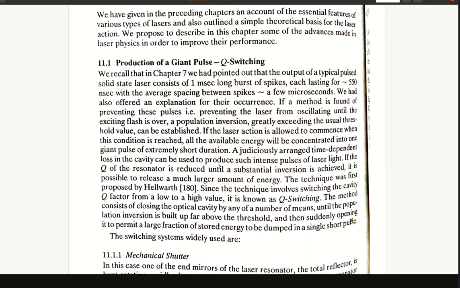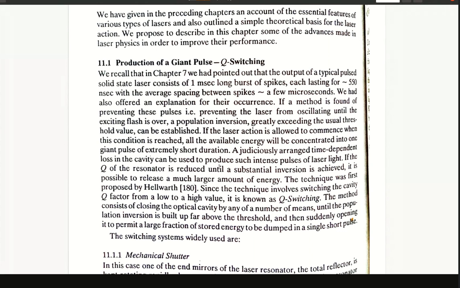So if the pulse has a duration of say 1 microsecond and the power is say 1 megawatt, then the actual amount of energy delivered is only 1 joule. 1 megawatt into 1 microsecond is 1 joule. So the amount of energy delivered is not that large. But the amount of energy delivered per second, that is the power during the occurrence of that burst of radiation or spike, is tremendously high. And such ultra short pulses are very useful in many applications.